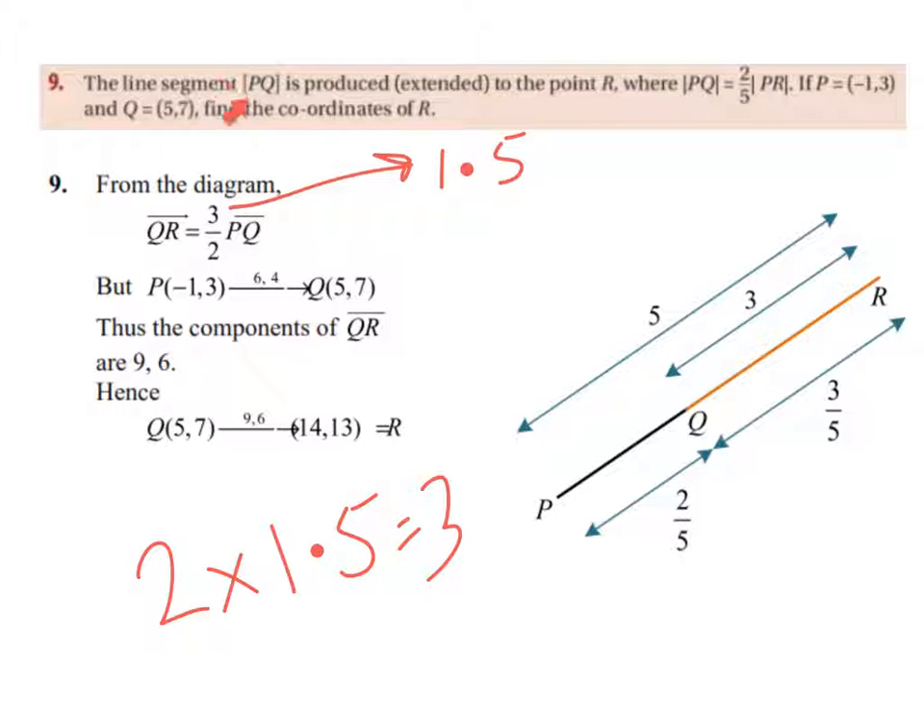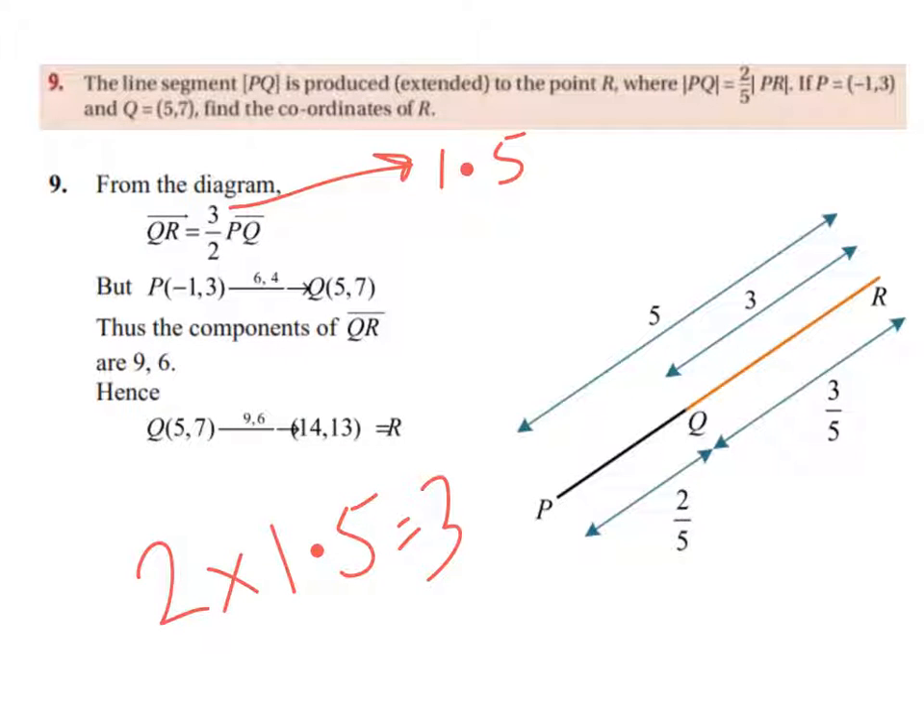The line segment PQ is extended to the point R, where PQ is 2/5 of PR. If P is equal to (-1, 3) and Q is equal to (5, 7), find the coordinates of R.